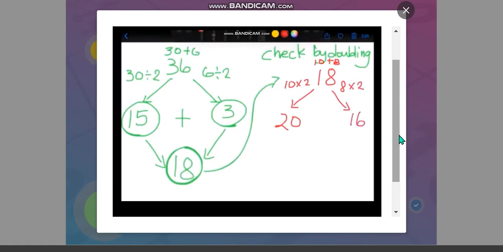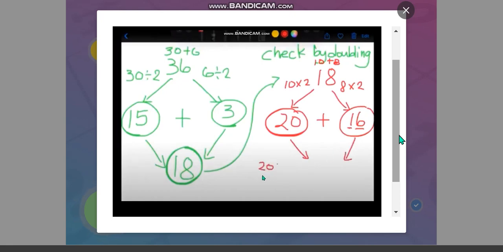Now 16, again, we are going to partition it later into 10 plus 6. Now our products here would be 20 plus 16. Okay, so 20 plus 10 plus 6, that would be 36. Alright, so we have the same 36 up here and 36 down here. Correct.